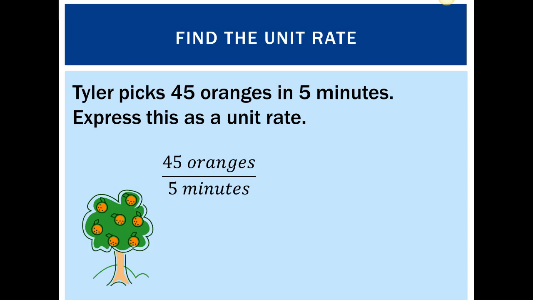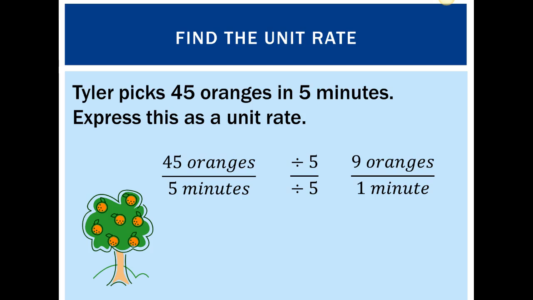In order to do this, we must divide 5 minutes by 5, because 5 divided by 5 equals 1. Whatever we do to the denominator, we must also do to the numerator. So that means that we need to divide both the top and the bottom by 5. You will always divide both the top and the bottom by the denominator. Once we do this, we have our unit rate. Tyler can pick 9 oranges in 1 minute.